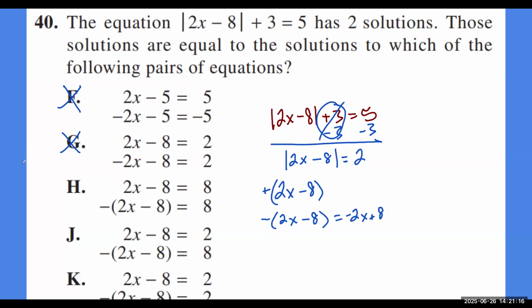So now we need to look at the right side of our problem. The right side of our problem, after that first step, is just 2. No matter what we do, if we have the positive version or the negative version, both of those are set equal to 2. And so this tells us that the correct answer would be K.